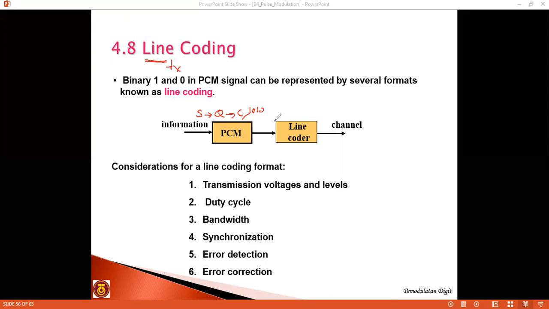And the line coding format affects many aspects of our transmission. There are several considerations when we choose our line coding formats, because they differ in terms of the transmitted voltage, the duty cycle, the produced bandwidth, and also the abilities to perform processes like synchronization, error detection, error correction, and so on. Okay, so let's look at the next slide.